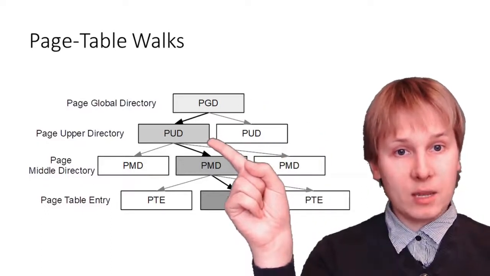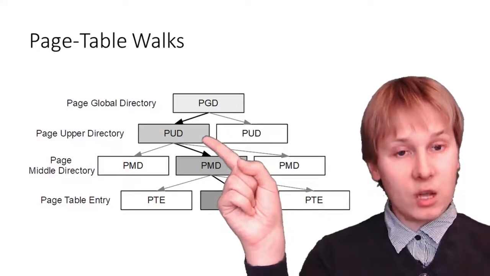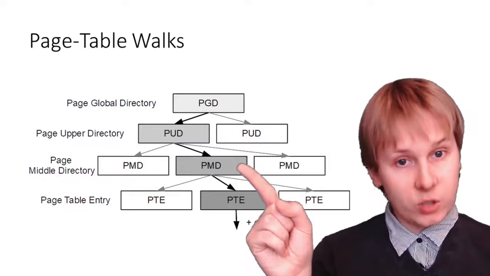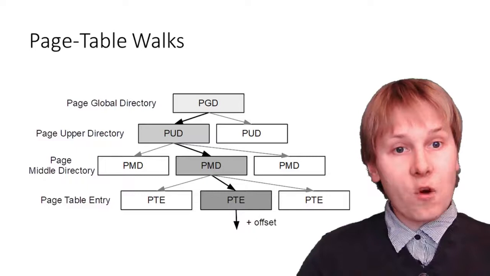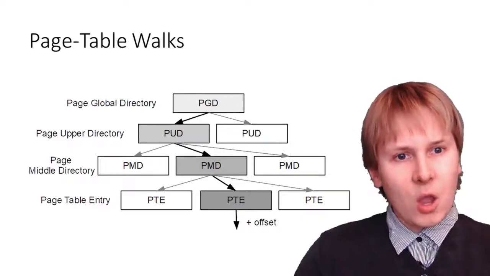That points into the page upper directory, of which you use the next 9 bits, which then chooses the relevant page middle directory, 9 bits again, chooses the relevant page table entry, 9 bits again, and hey presto, in 4 accesses, you've got your virtual to physical translation, which seems like a lot.